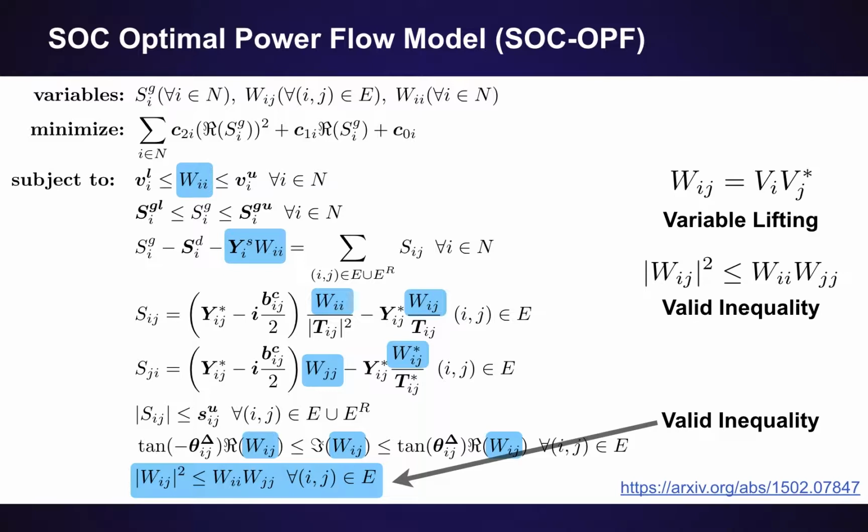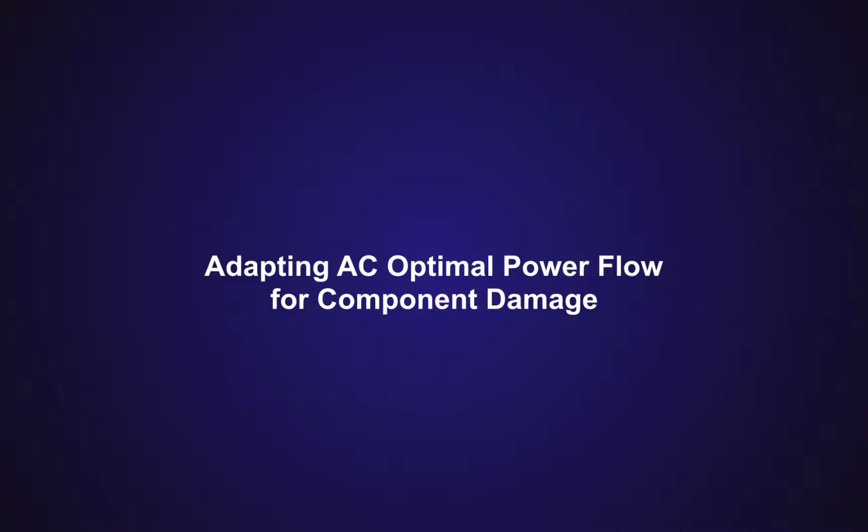And in addition to replacing all the v products with w, we also add in a valid inequality here to strengthen the quality of the relaxation. All right, so that's the basic review of optimal power flow and second order cone relaxation for optimal power flow. How can we adapt that formulation to support component damage and ultimately solve this severe network and damage analysis problem?